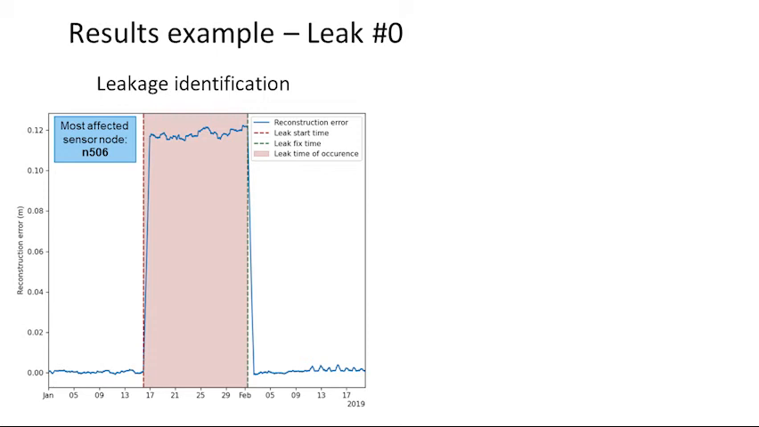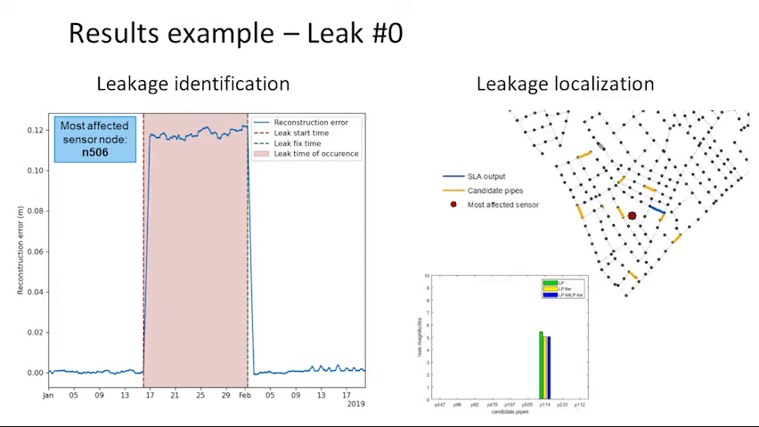The figure also indicates that the apparent leak was fixed on February 1st at 9:55 a.m., as the signal indicates that the network returns to its previous state. The leak start time at January 15th, 11 p.m. and the most affected sensor node at node 506 are then passed to the localization method.